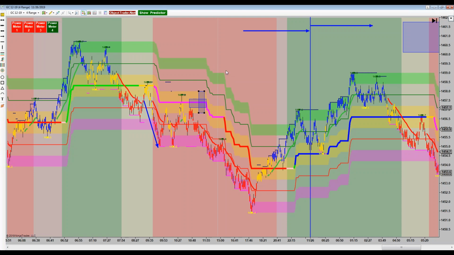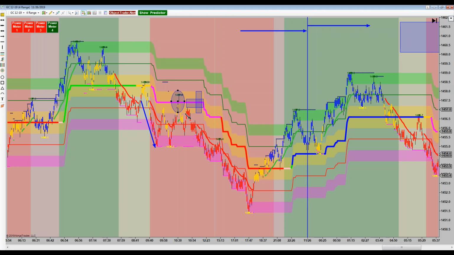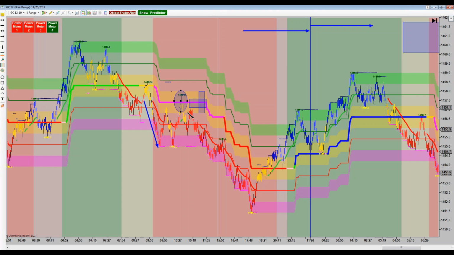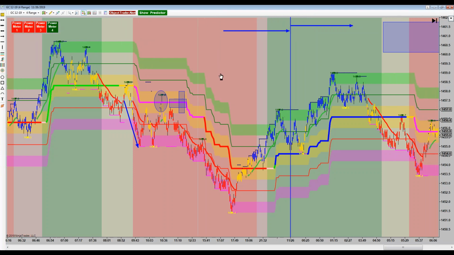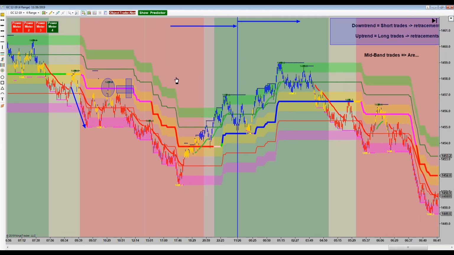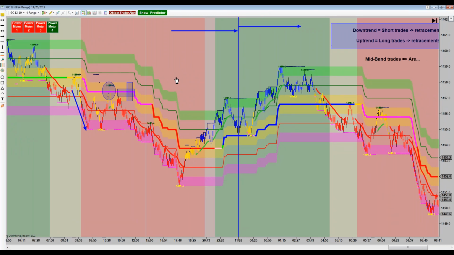Now let me ask you a question, collectively as a team. How do you feel about these bars located right in here? Do those bars meet the criteria of a midband trade, yes or no? In that oval. Okay, we just defined what that is: bars that are immediately above the midband or immediately below the midband or on it.